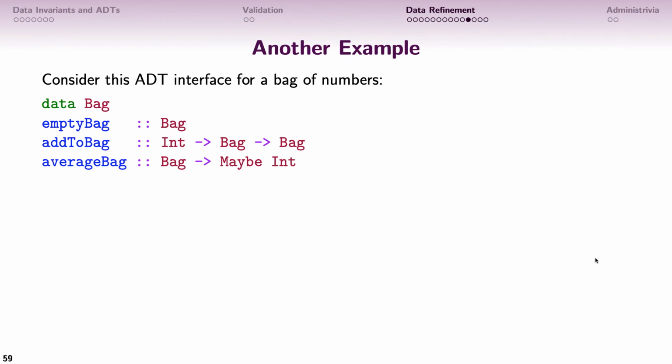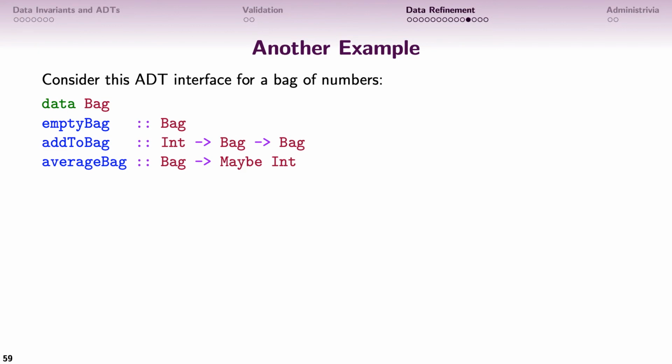Okay, so there's one more example of an abstract data type that I want to show you, and that is the bag. If you've done some of my other courses, you may have seen this abstract data type before. I like to use it in a lot of examples or in my papers as well. Essentially, we have a bag and an empty bag operation, which is our constructor, add to bag, which adds an element to the bag, and average bag, which returns the average of all the numbers in the bag. So it's just a bag of numbers, right? That's how we can conceptually think of it.